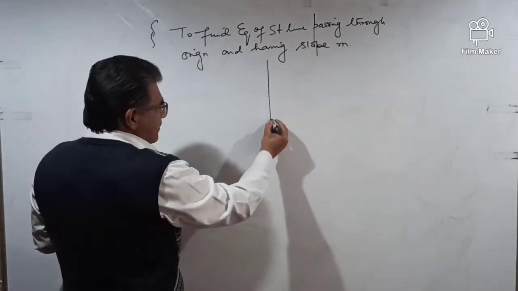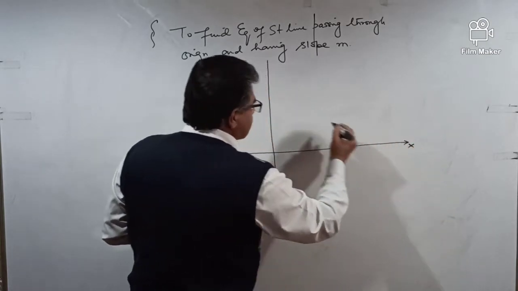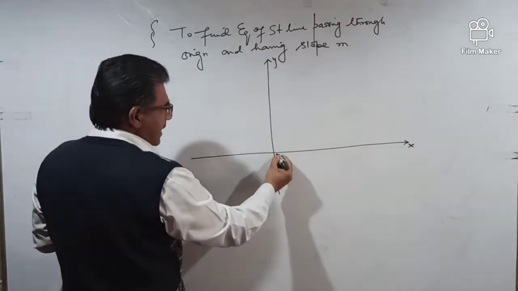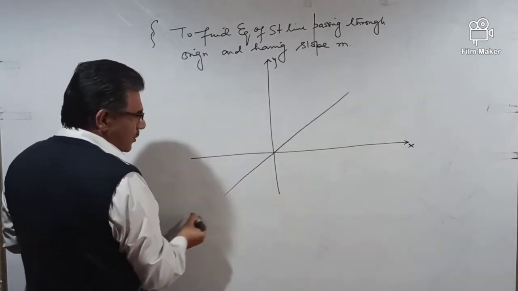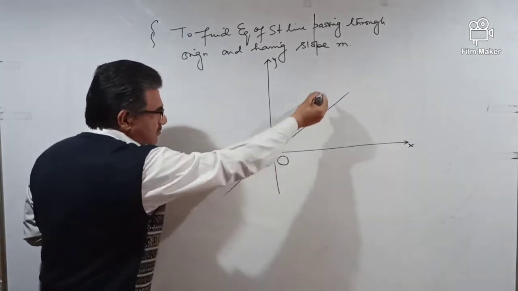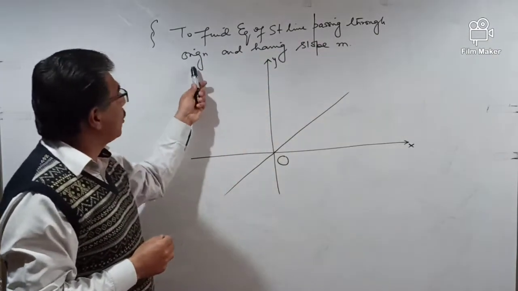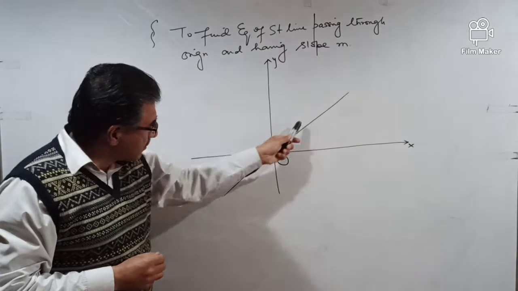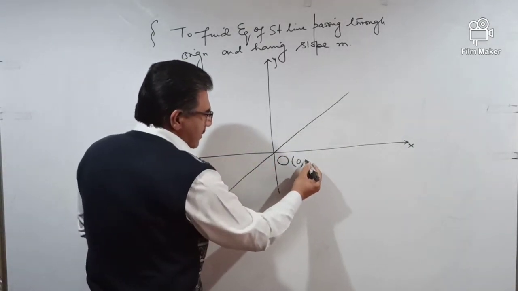Now the diagram is like this. You have y-axis, you have x-axis, this is x-axis, this is y-axis, and this is a straight line, but the straight line is passing through the origin. See, this straight line is passing through the origin, it is given. To find the equation of a straight line passing through origin, origin is this point, it is passing through the origin, origin is O, जिसके coordinates हम रखते हैं 0, 0.